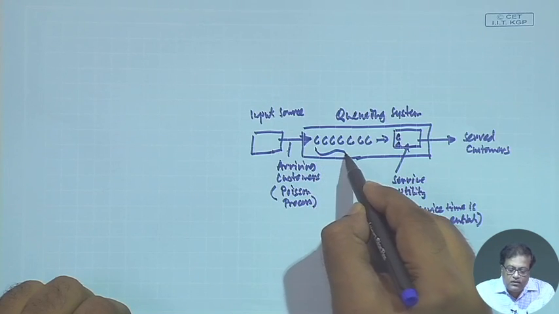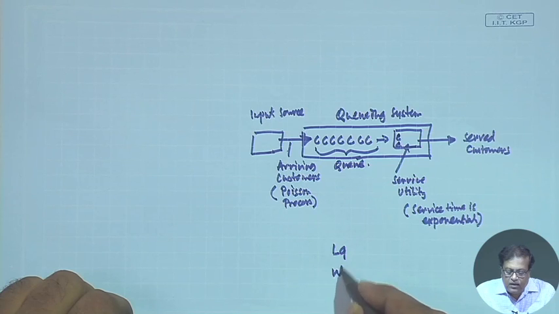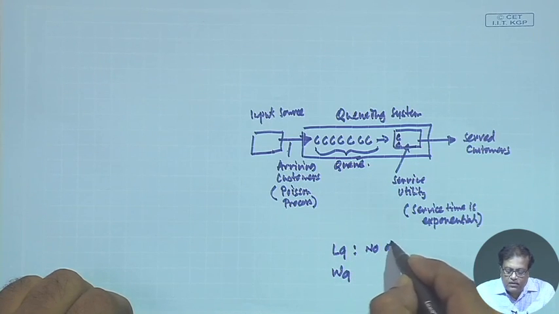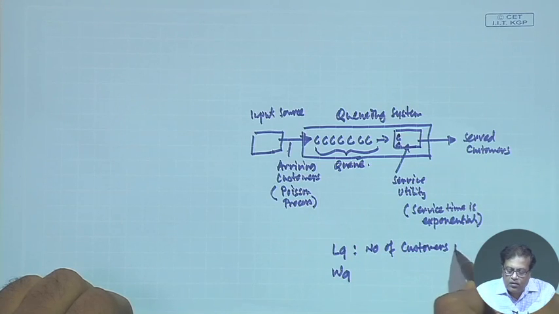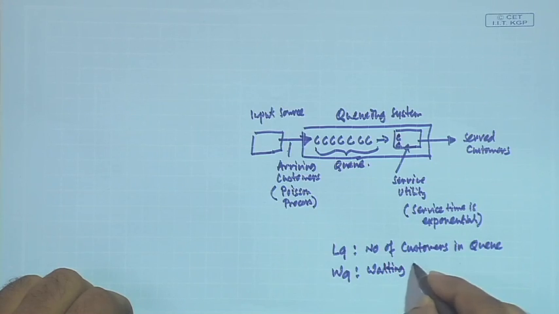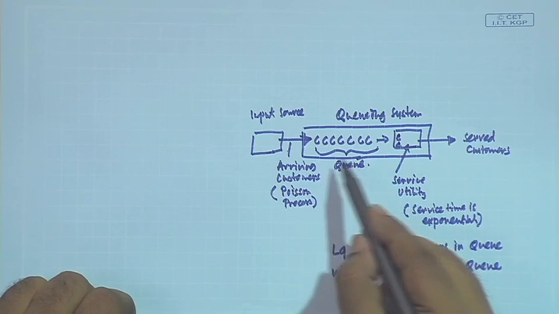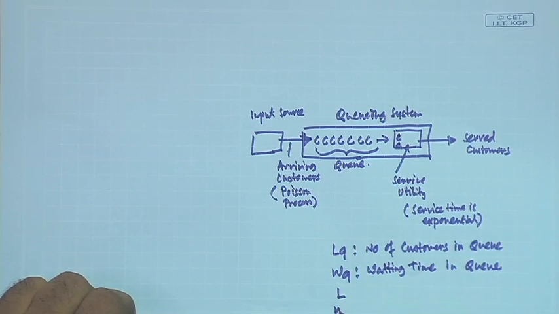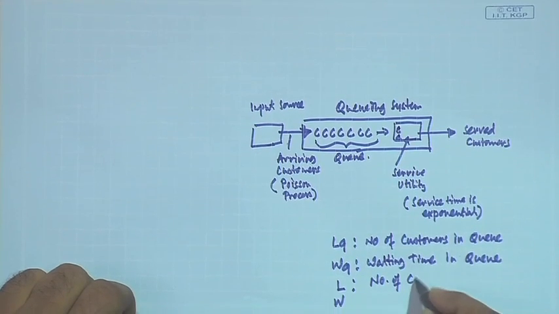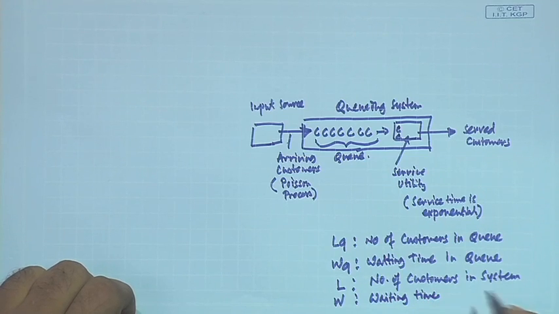Now, this portion is the queue, right. So, when we talk about measures such as LQ and WQ, LQ is the number of customers in queue and WQ is waiting time in queue, right. So, LQ and WQ refer to the queue, whereas L and W refer to the system. So, these are number of customers in system. System means queuing system, and W waiting time. Obviously, all of these are average waiting time in system, right. So, these fine differences must be understood.